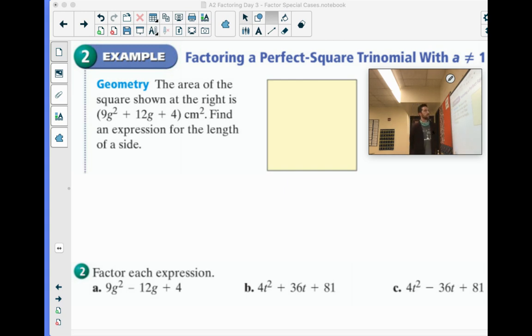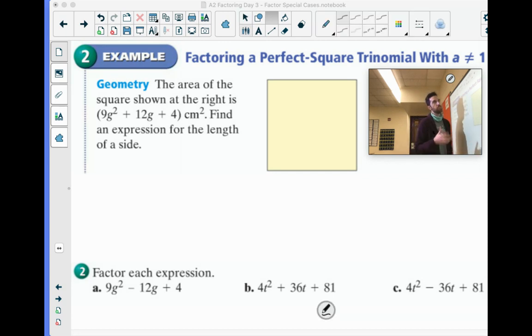Okay, the area of a square shown at the right is 9g squared plus 12g plus 4 centimeters squared. Find an expression for the length of a side. Now it's a square, which means both the sides would be the same. Basically, all they're asking you to do is factor this. You could factor this using the old methods and be fine.